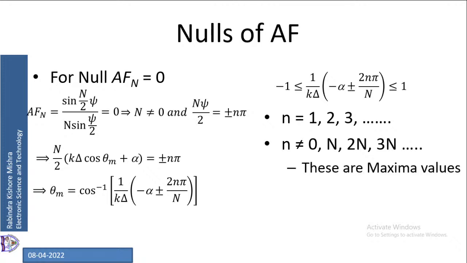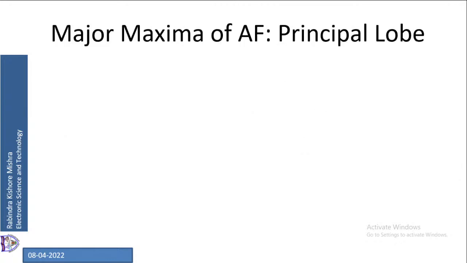So at these points, 0, n, 2n, 3n, you will get the maxima. The minima occur at n equal to 1, 2, 3, 4. They give you the minima, and these are giving you the maxima points. Now, since we know these are the maxima points, let us find out the major maxima of the array factor, which corresponds to the principal lobe.